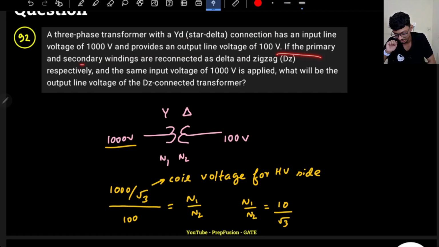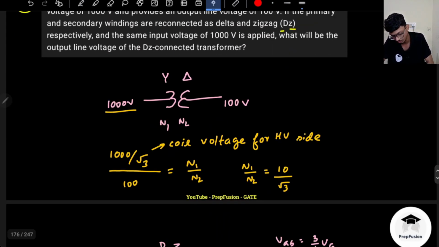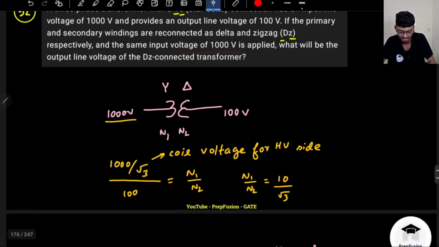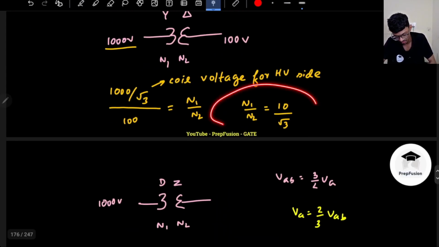If the primary and secondary are reconnected as delta and zigzag, that is a DZ transformer. This time D is capital, and Z is small. Here as well, Y is capital, D is small. That's why D will be at the high voltage side and zigzag will come on the low voltage side. Now they are asking, for the same input applied voltage of 1000 volt, what will be the output line voltage? From this I will easily be able to find out the turns ratio.